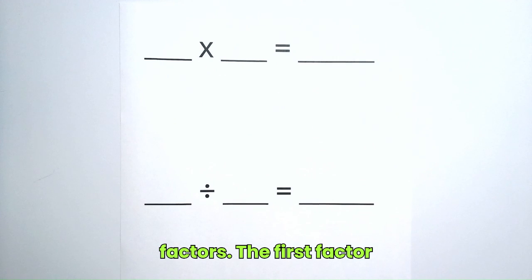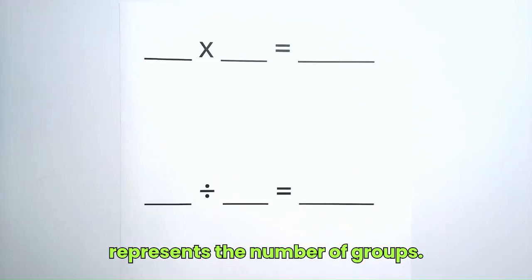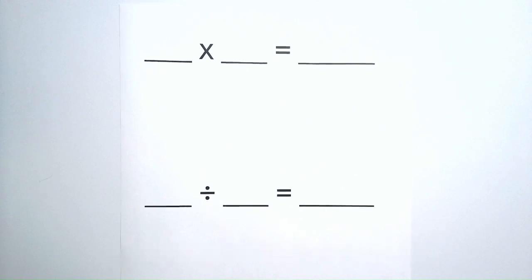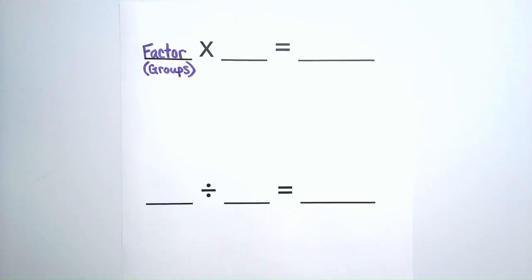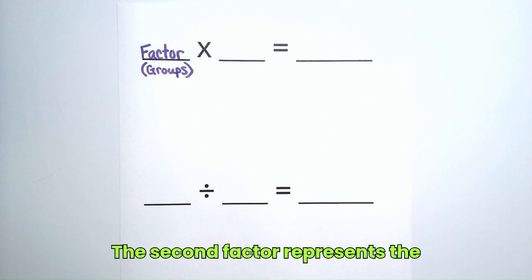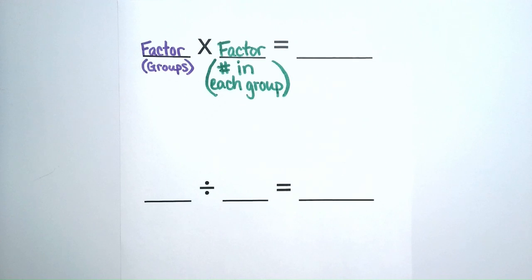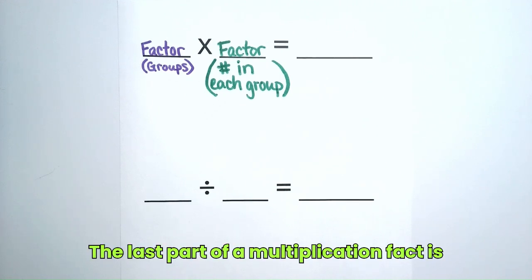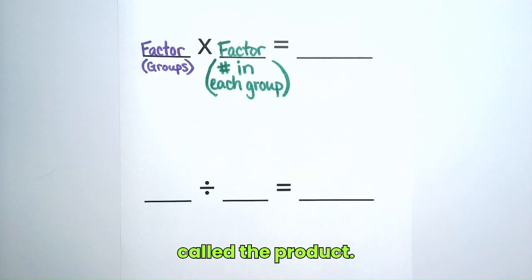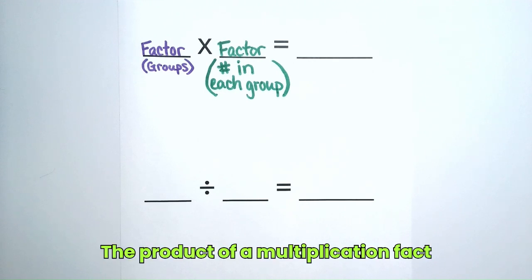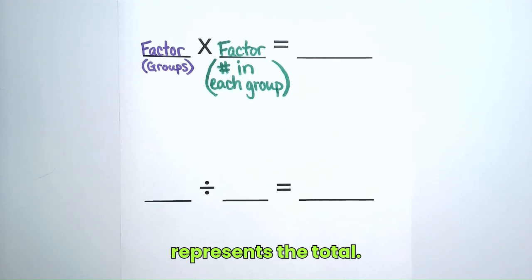The first factor represents the number of groups. The second factor represents the number of objects in each group. The last part of a multiplication fact is called the product. The product of a multiplication fact represents the total.